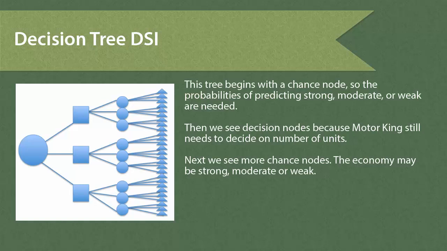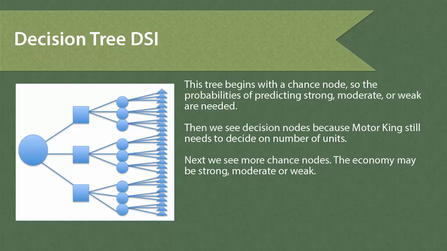First of all, we can see that the tree begins with a chance node. So what's the chance event? Well, we don't know if DSI is going to predict strong, moderate, or weak. But using our sample information that's given, we can determine those probabilities: the probability that DSI predicts strong, moderate, or weak. And this takes us to our decision nodes, the 3 squares. Motor King still needs to decide on the number of units.